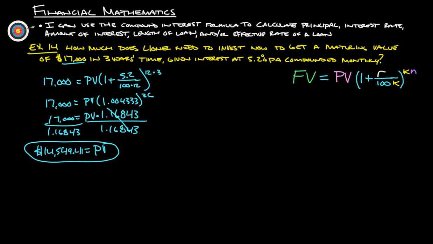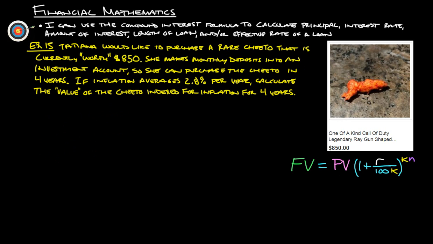Okay. All right. Let's take a look at another example here. So Tatiana would like to purchase a rare Cheeto that is currently worth $850. She makes monthly deposits into an investment account so she can purchase the Cheeto in 4 years. If inflation averages 2.8% per year, calculate the value of the Cheeto indexed for inflation for 4 years.